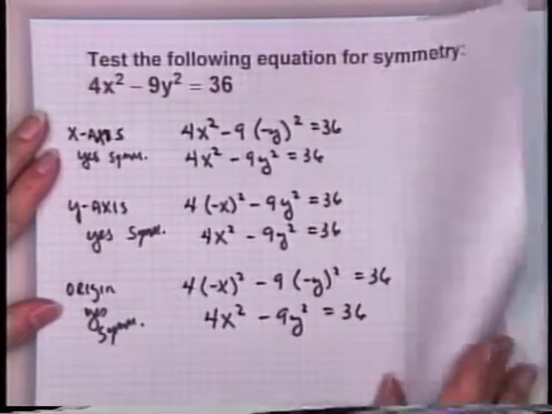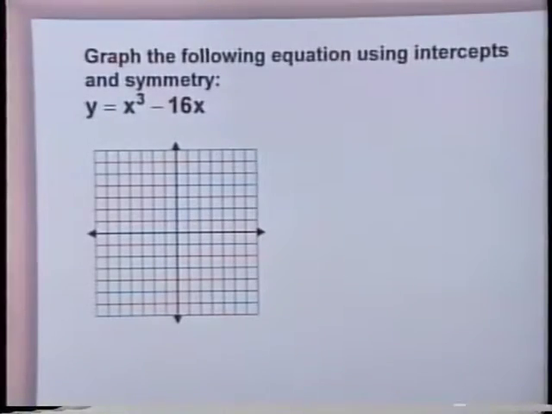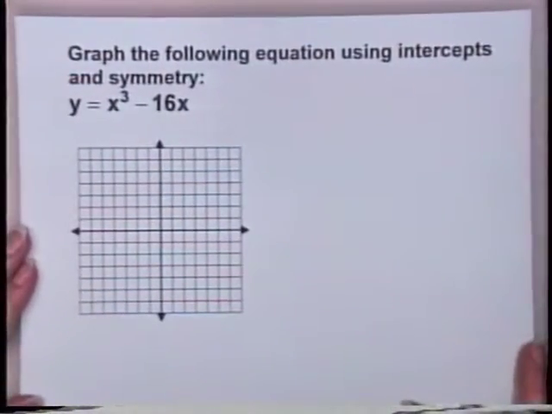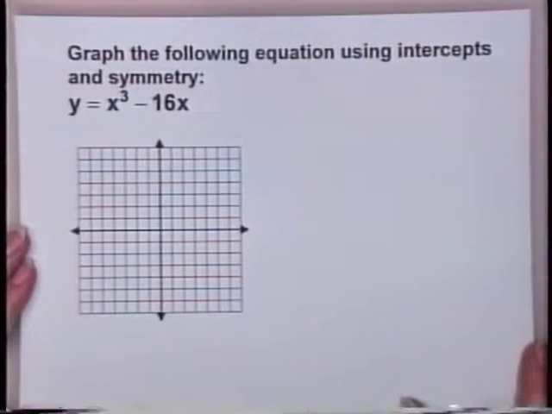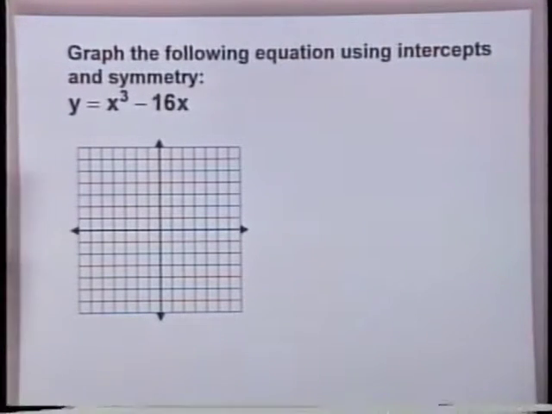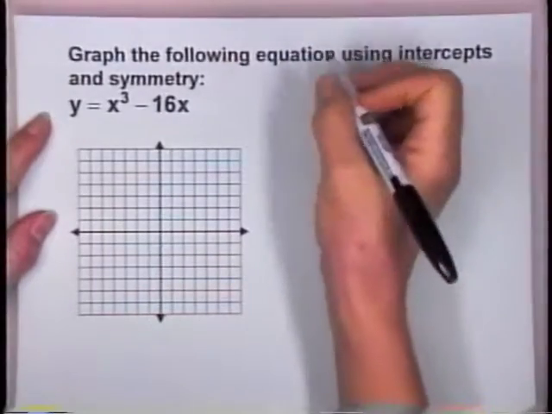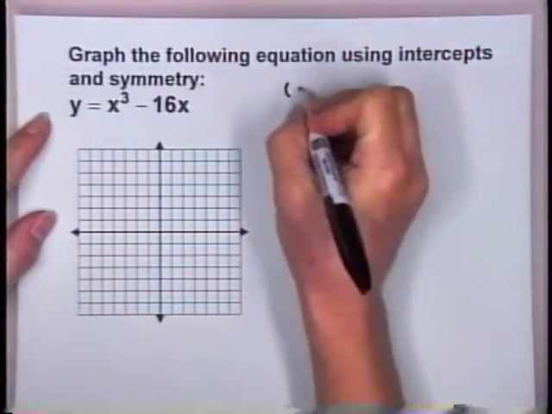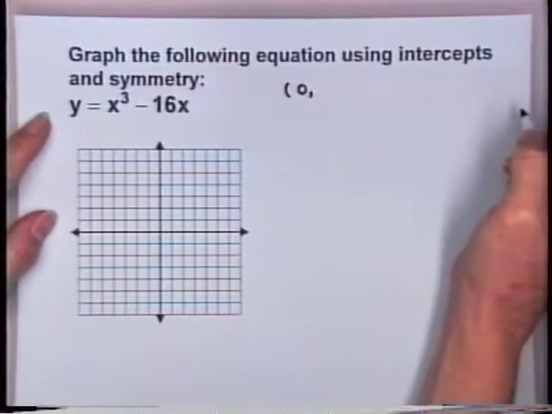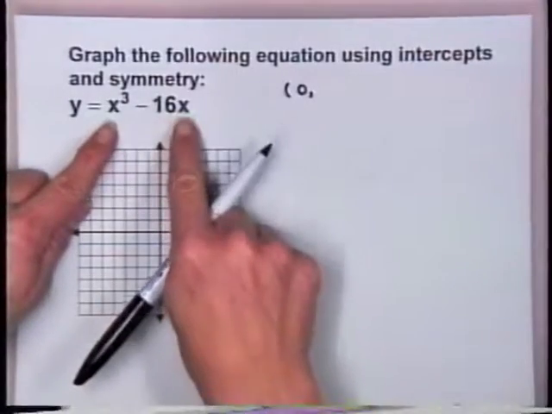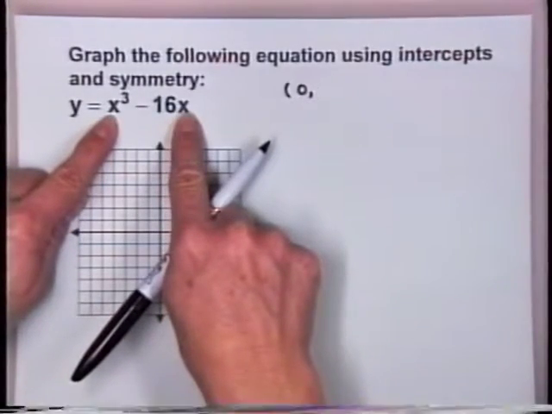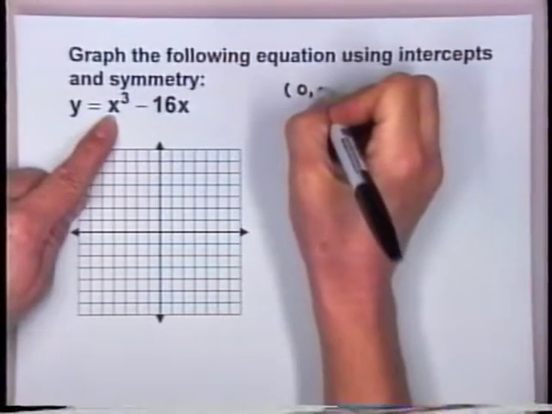Now, we're going to go back to graphing, but I want you to notice the instructions here. Graph the following equation using intercepts and symmetry. Okay? Now, let's find intercepts first. I'm going to do this as an ordered pair. I'm going to let x be 0 to find the y-intercept, right? Well, that's real easy. If x is 0, what do we get for y? We get 0, don't we?